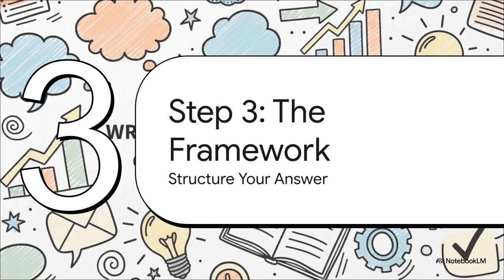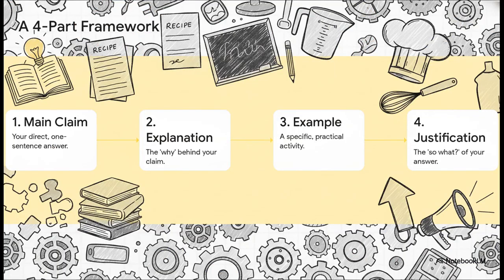All right, you've decoded the prompt, you've gathered your evidence. Now for the magic ingredient, a simple, repeatable framework that's going to organize your thoughts and make sure you hit every single scoring point every single time. And here it is, 4 easy steps: a main claim, a supporting explanation, a classroom example, and a final justification. Think of this as your recipe for a perfect response. Let's break down each one.